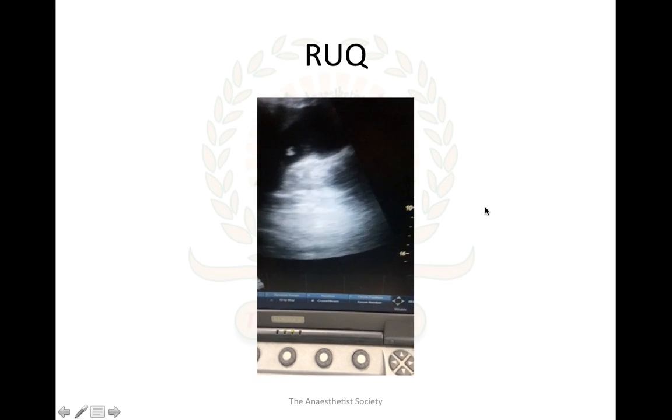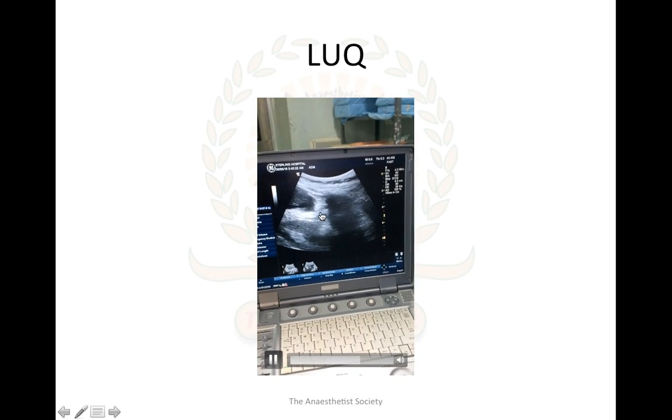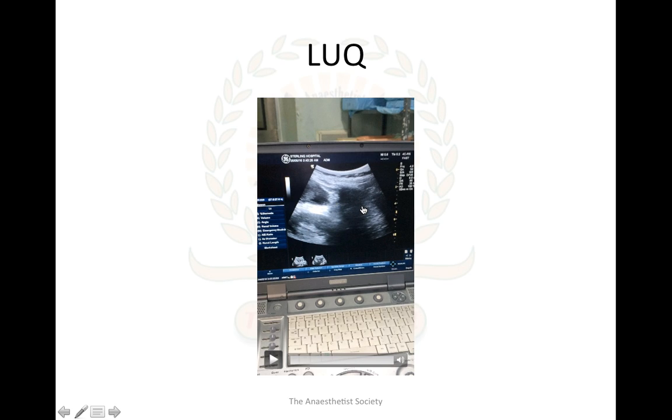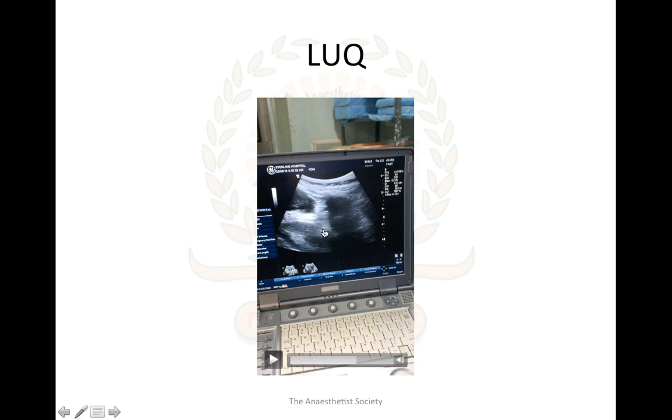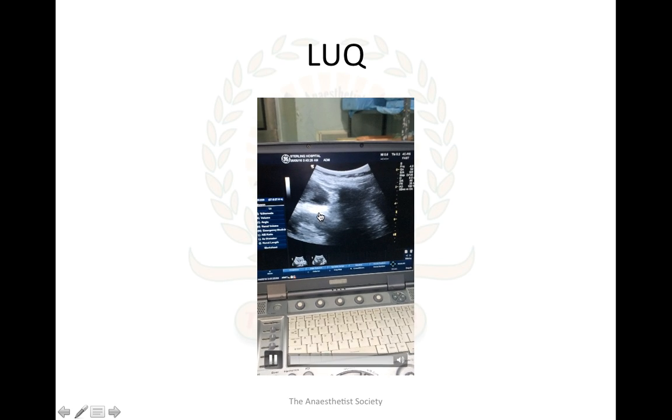Then we went for the left upper quadrant view. We placed the probe in the posterior axillary line on the left side, and here you can see there is some fluid. This is the kidney, this is the spleen, and there is some amount of fluid in this area also. You can see this is the kidney, and there is some fluid here also.